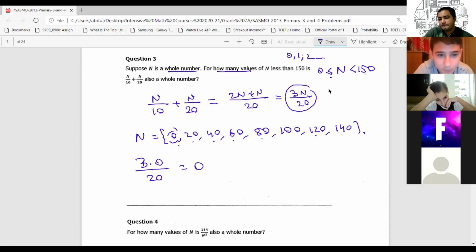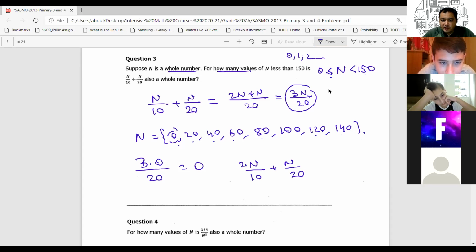But my question is that at the start of the equation, you wrote 2n plus n over 20. Where did you get 2n plus n? No, this one, we should actually bring into a common denominator, right? So the common denominator is 20. So I multiply this one by 2 and multiply by 2. Ah, yes. Okay.